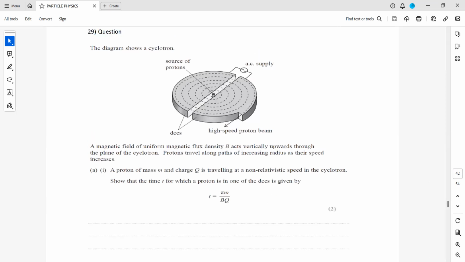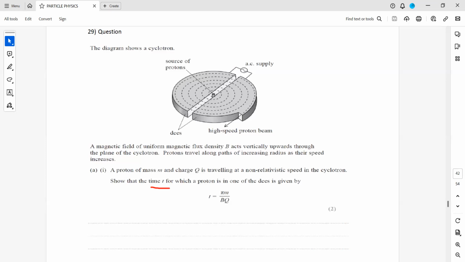It is non-relativistic, which means that it is not moving with the speed of light, because if it moved with the speed of light, the mass would also change. So show that the time for a proton in one of the D's is given by the formula T is equal to pi m divided by bq. It's a short derivation.